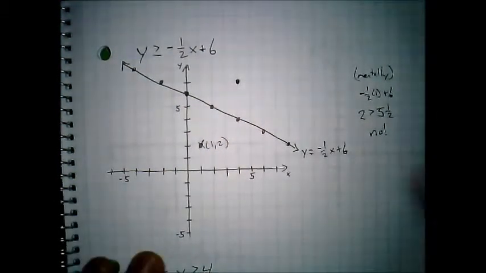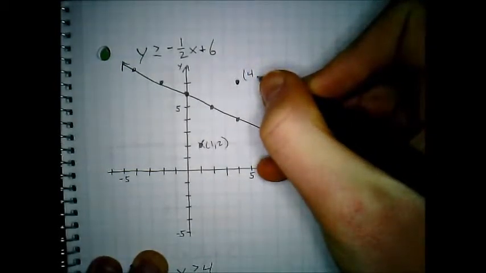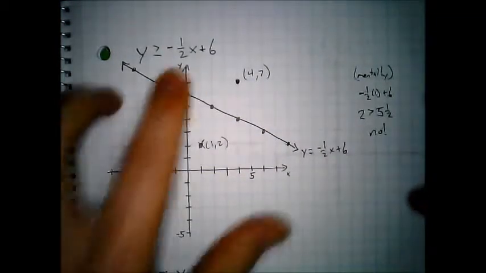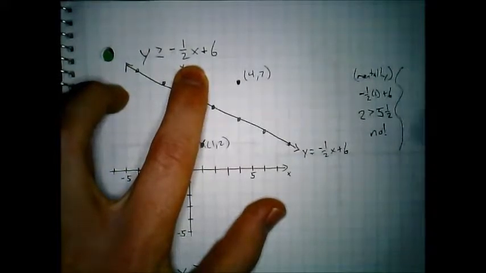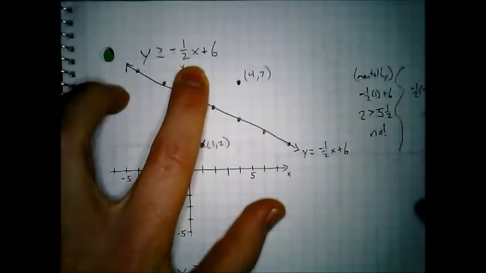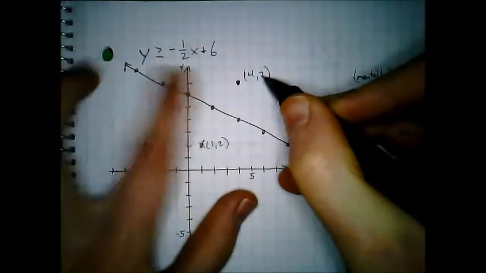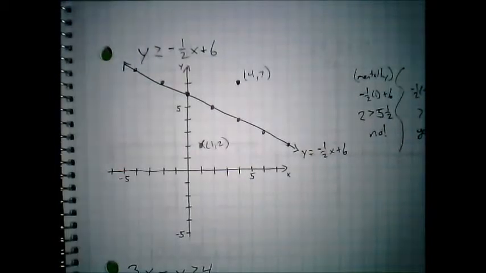But we're just going to verify. And we'll just verify with the point (4, 7). Negative 1/2 times 4 is negative 2. Negative 2 plus 6 is 4, and 7 is our y value. Is 7 greater than positive 4? Yes, of course, and that's what we expected.